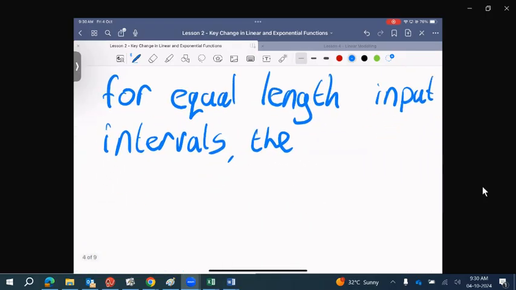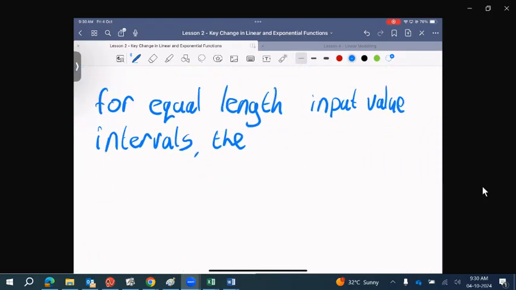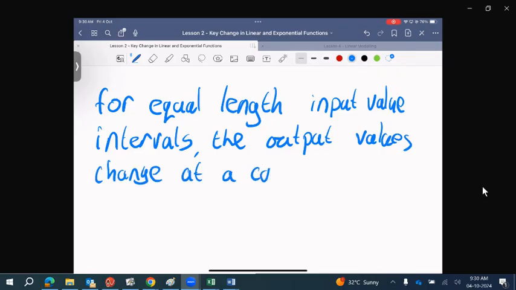For equal length input values, the output values change at a constant rate. So if I said constantly instead of a constant rate, would that still be wrong? Okay. Which bit of memorize this phrase exactly don't you get? Do you know what exact means?